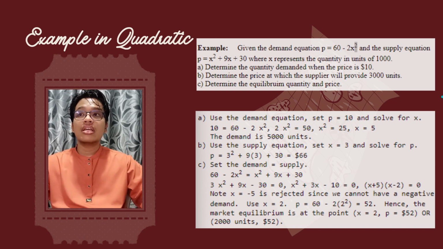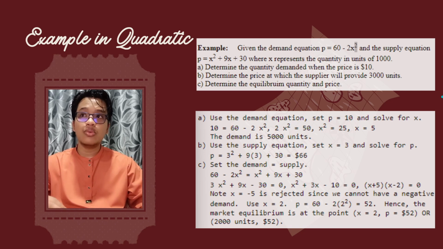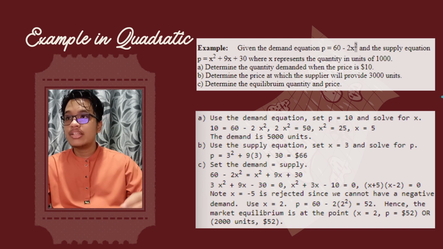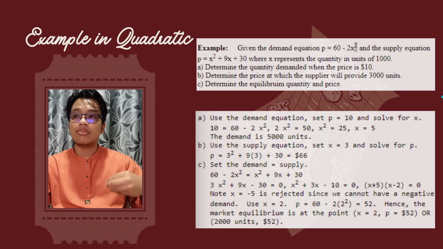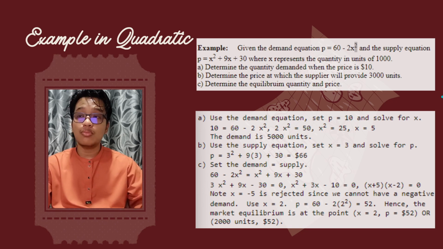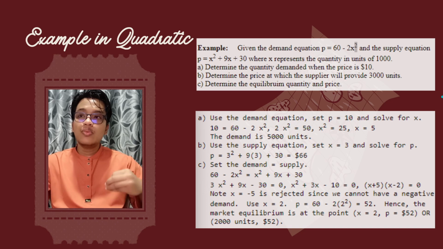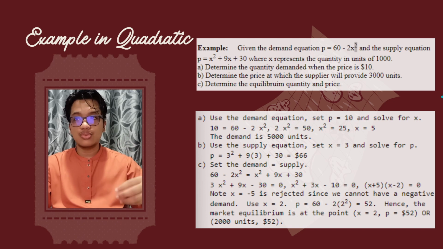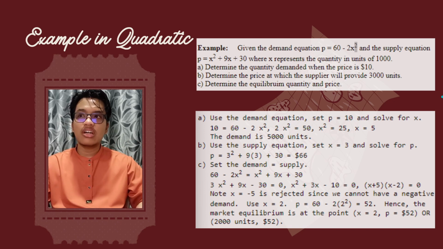So we equate both equations. So here we have P equals P, the demand and the supply. So we combine it to 60 minus 2x^2 equals x^2 plus 9x plus 30. From this, we will have two answers, which are x equals -5 and x equals 2. We will choose the 2 because -5 is not defined in demand, so there's nothing negative in this graph.